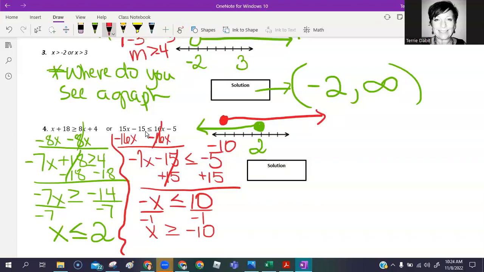Okay, everywhere I see a line, think about this very carefully. Yes, we have some overlapping areas, but everywhere you see a line is all the way. You'll notice those arrows on the end. So therefore, this answer would be the entire number line.